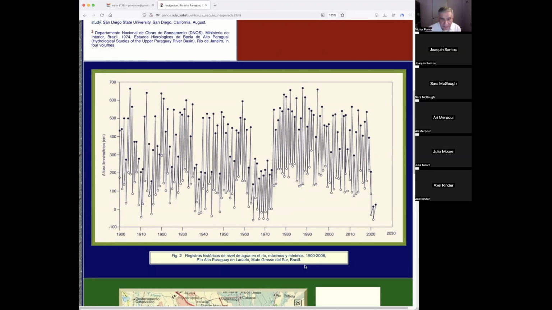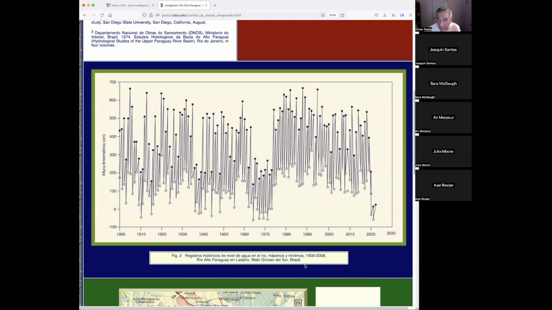This is the record of flows, maximum and minimum flows in the Upper Paraguay River at Ladario in Mato Grosso do Sul, Brazil. The reason I wanted to share this with you is because we have a tale on this, one of our stories that we have told on the web on this river, which I've studied since the year 1979. By the way, we had 2 major projects in here, 79 and then 95.